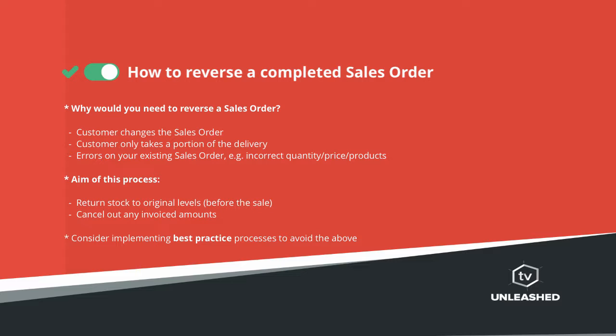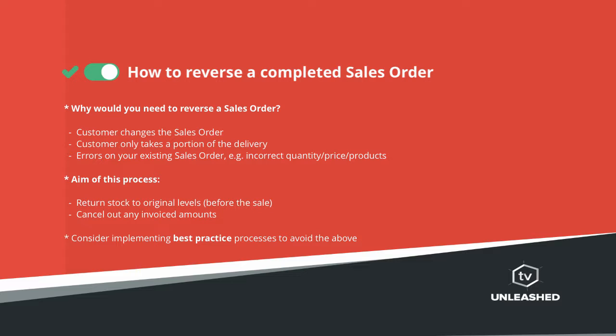Or perhaps you have made errors on your existing sales order, such as incorrect quantities, pricing, or products, and you would need to reverse the sales order. The aim of the reversal would be to ensure that you return the stock to its original levels before the sale and to cancel out any invoiced amounts.